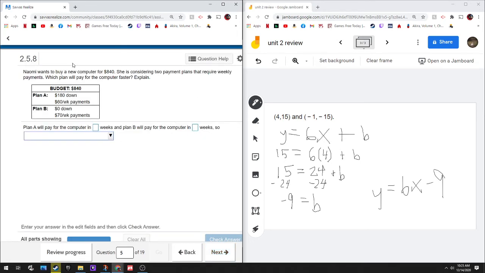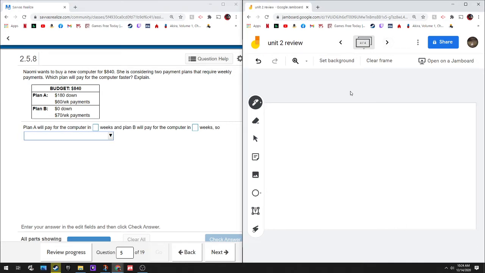All right, now I got a word problem. Naomi wants to buy a new computer for $840. Let me write some things. Okay, so 840 is the price. She's considering 2 payment plans that require weekly payments. Which plan will pay for the computer faster? Explain. Okay, so I'm trying to get to $840 with these 2 different plans. Now, Savas wants us to use equations and stuff, but we can just kind of figure this out, right?